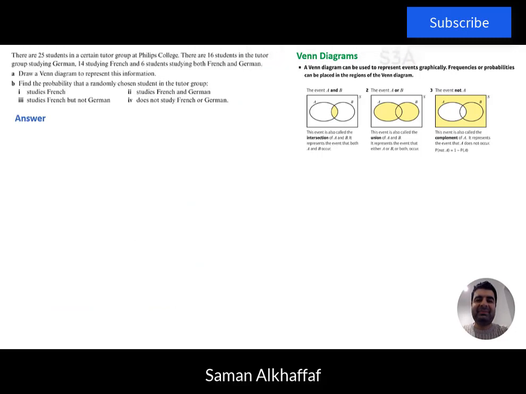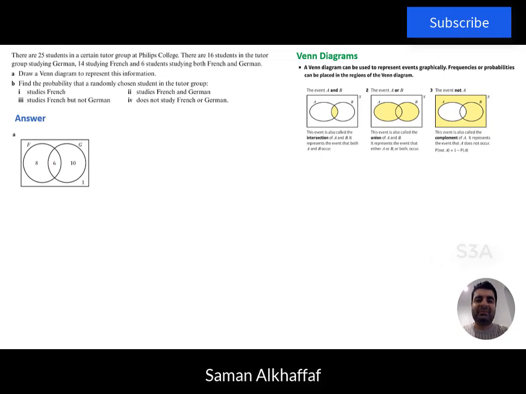In this example, there are 25 students in a certain tutor group at Phillips College. There are 16 students in the tutor group studying German, 14 studying French, and 6 studying both French and German. First, we are asked to draw the Venn diagram to represent this information. So we'll start by drawing the Venn diagram. F represents French, G represents German.